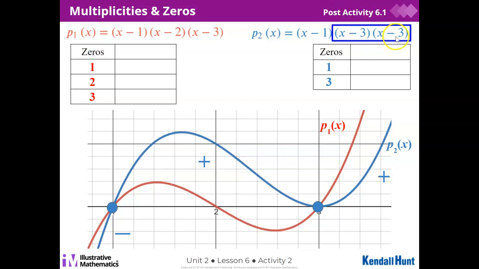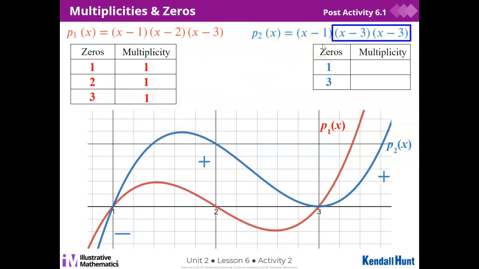x minus 3 is listed twice, and as a result, the graph doesn't change signs when we're to the left of 3 and when we're to the right of 3. This concept is known as multiplicity. If we look at the multiplicity of x minus 1, because there's only one factor, the multiplicity is going to be 1. x minus 2, there's only one factor, so the multiplicity is going to be 1. And x minus 3, there's one factor, so the multiplicity is 1.